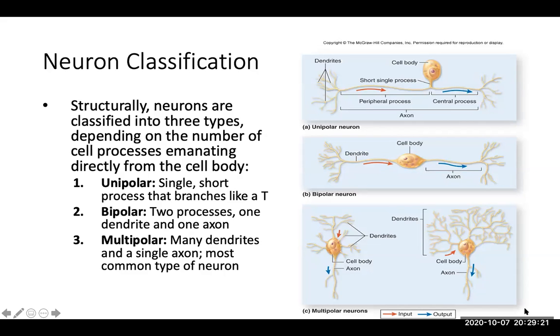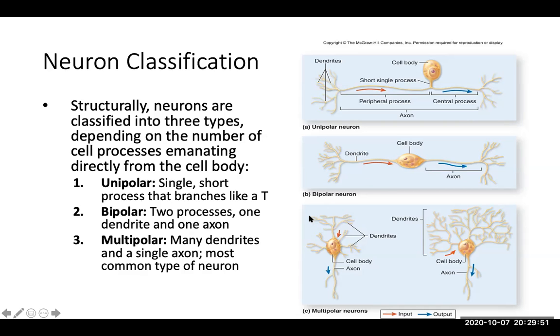Some more neuron classification. Structurally, neurons are classified into three different types depending on the number of cell processes that are coming off of the cell body. A unipolar neuron has single short processes that branch like a T. So this is a unipolar neuron, shown at the top here. A bipolar neuron has two processes, one dendrite and one axon, and that's the second picture shown.